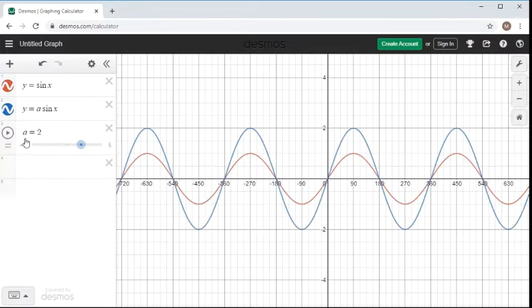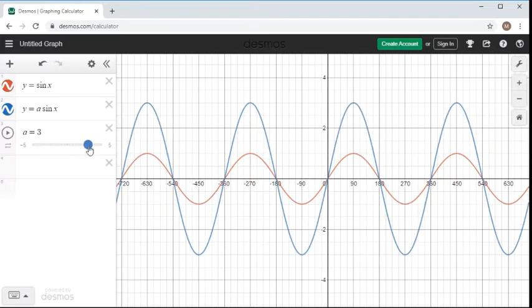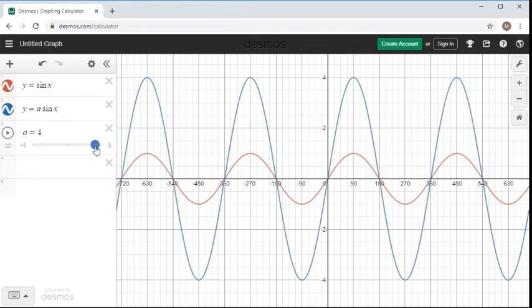So now the value of a is 2. As you can see, the maximum and minimum and the amplitude have doubled, but the shape has not changed, and neither has the period. The period is still 360 degrees. The shape and the pattern is the same, starting from axis of curve going to max, axis of curve, min, axis of curve. The only thing that has changed is the amplitude and max and min. So now if I make it 3, it's going to be tripled, and 4 times.